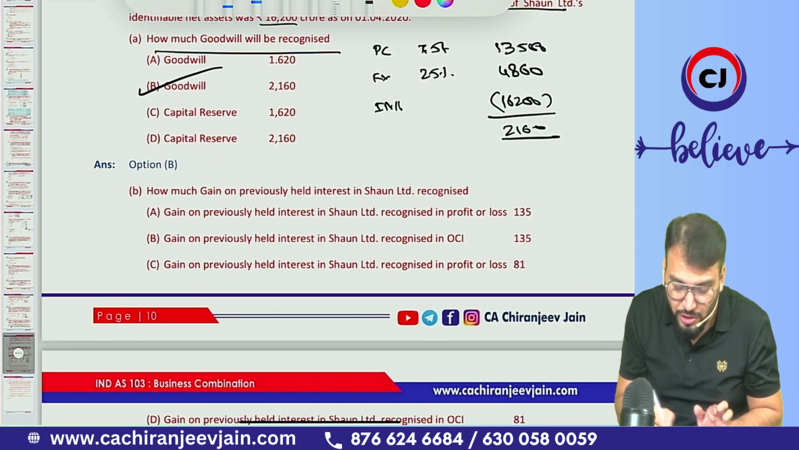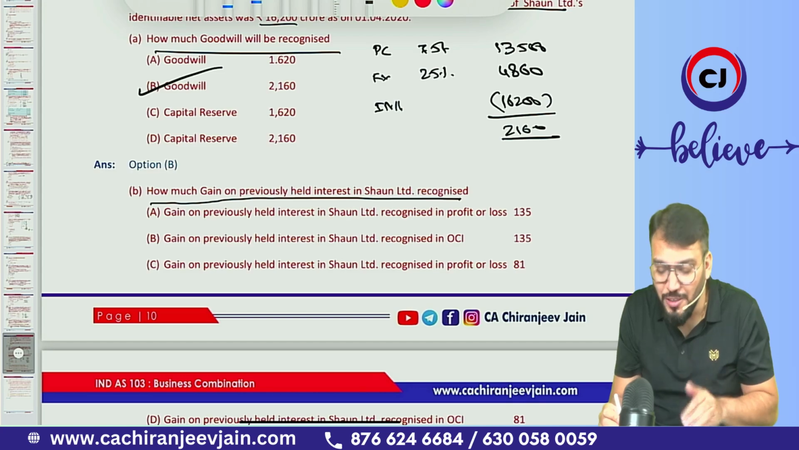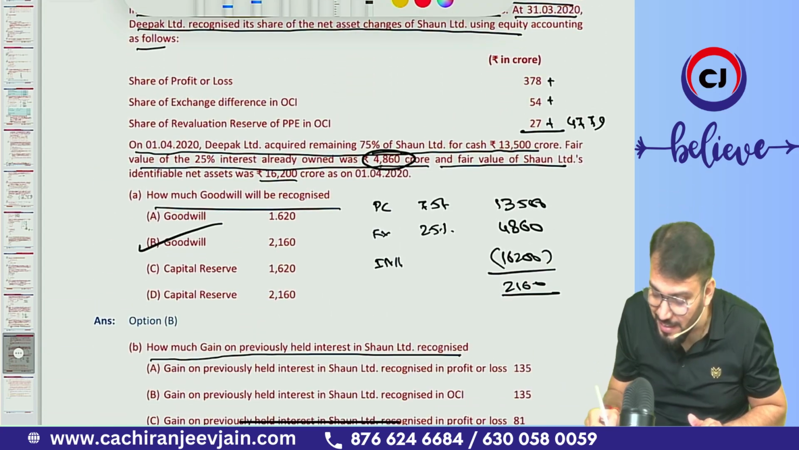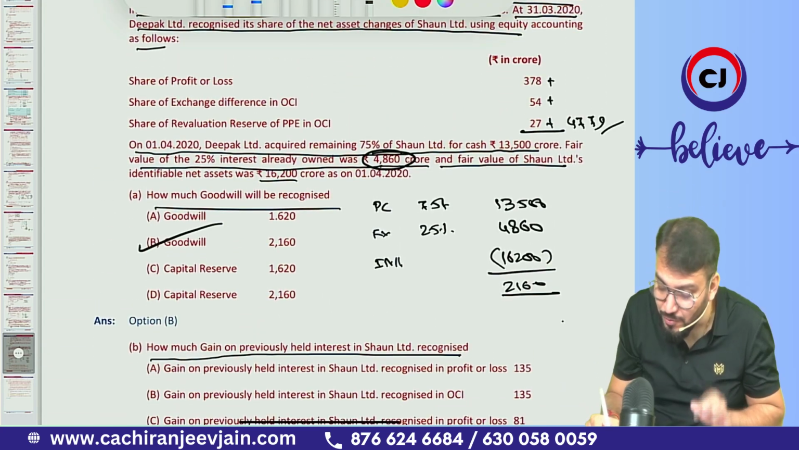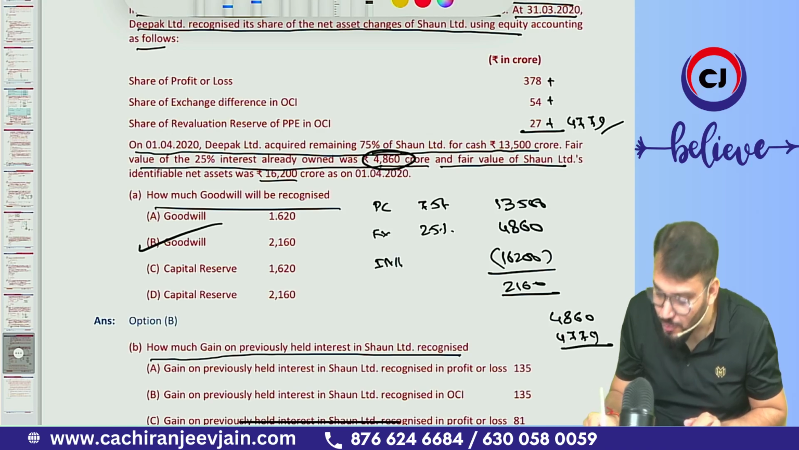But there is one more question. How much gain on previously held interest should be recognized? How much gain? So you can see what is the carrying amount. Carrying amount is 4779. What is the fair value? 4860 minus 4779. So what is the gain?